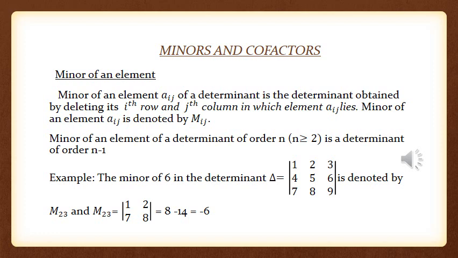Now you may be thinking, or you already experienced, the deleting of the ith row and jth column. Where do we apply this? While we expand the determinant, we apply this concept. So we will come back to that expansion after some time, when we will again see the expansion of a determinant.